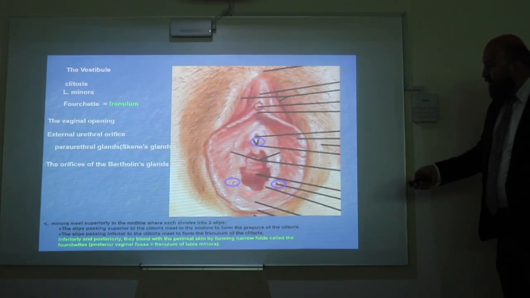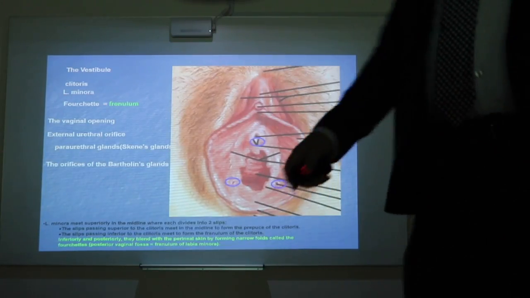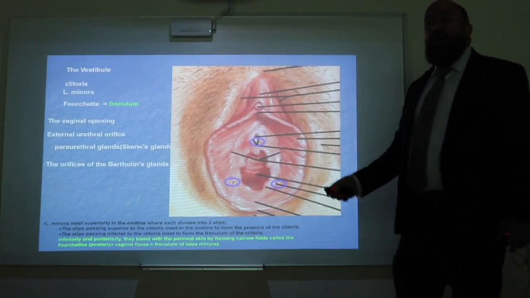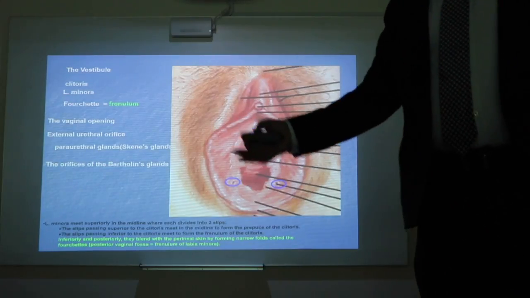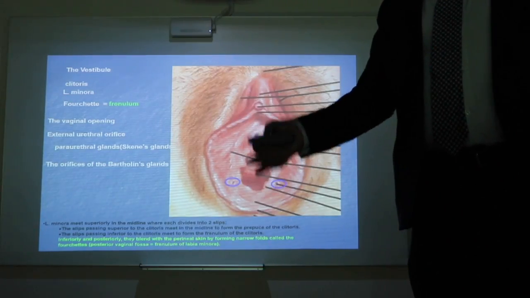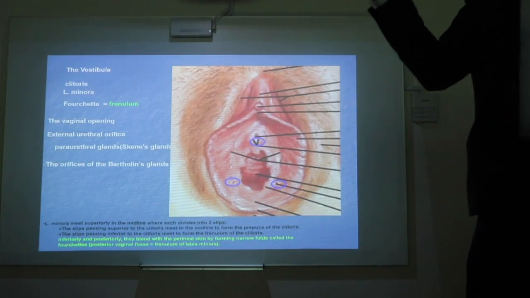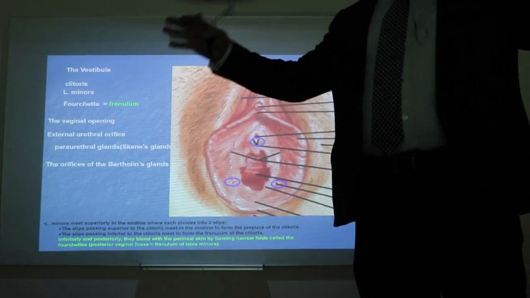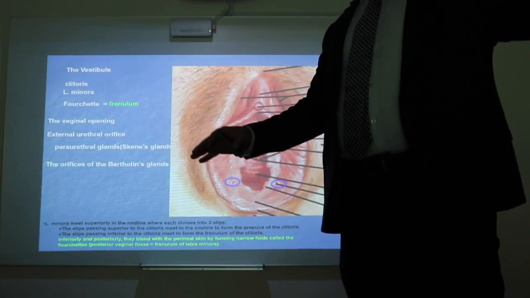Also here we have two openings. What are these openings at 5 and 7 o'clock? What are they? These are the openings of the greater vestibular glands, or Bartholin glands. And they are homologous to what in males? Cowper's gland. Now in terms of location, what is the difference between the Cowper's and Bartholin gland?